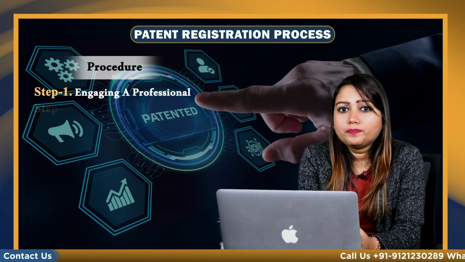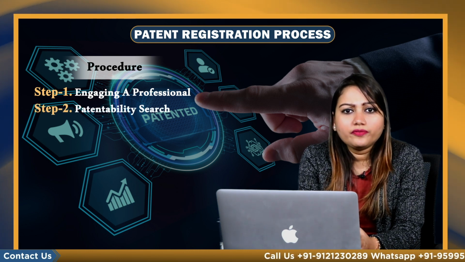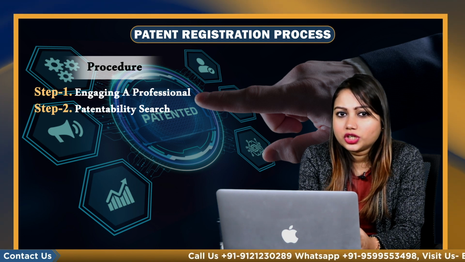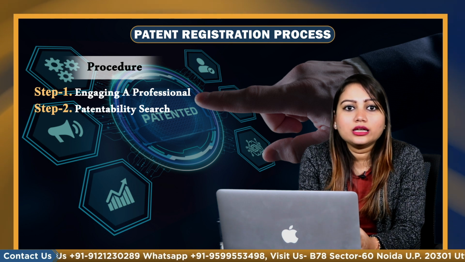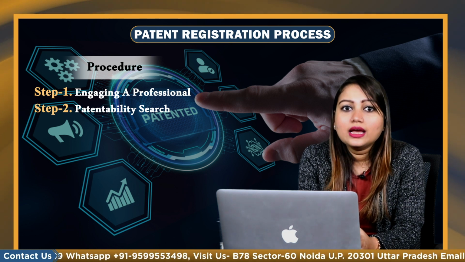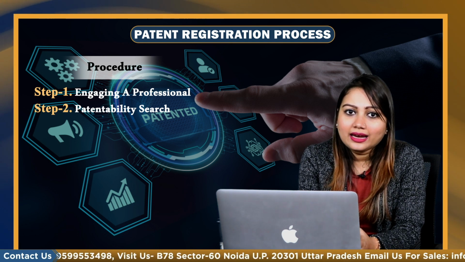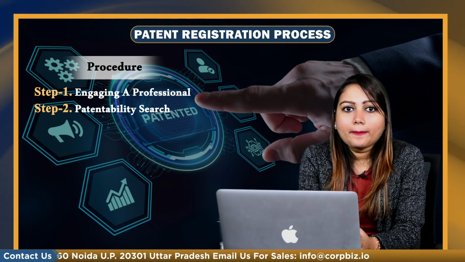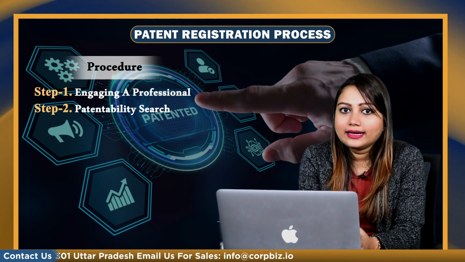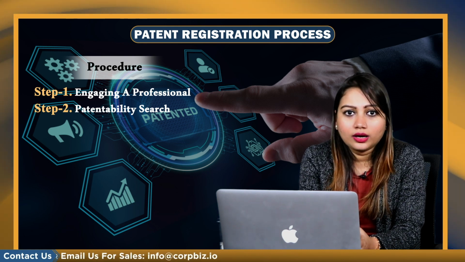Step 2 includes patentability search. The very first step for patent registration is the patentability search. Patentability search determines the novelty, inventiveness, industrial application, and enabling of the invention. After the patentability search, an applicant needs to create a user ID and password for applying online.